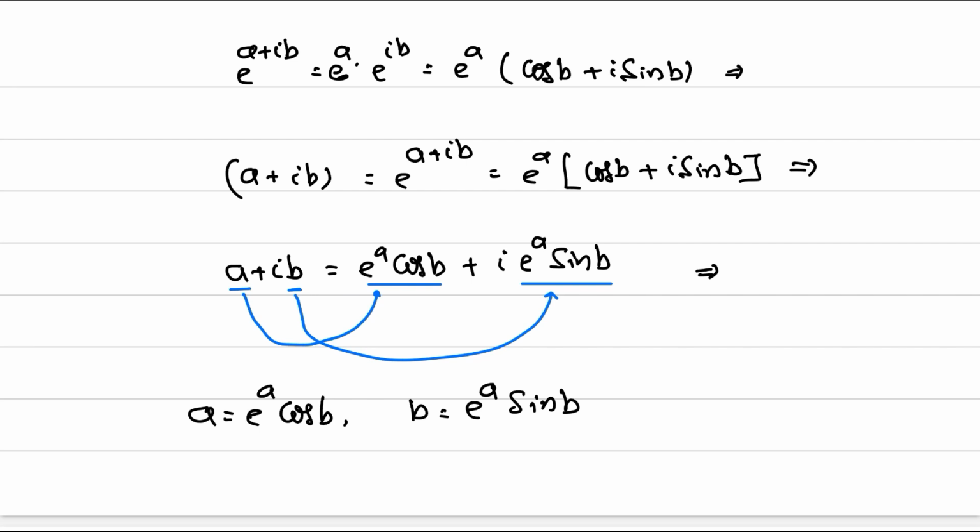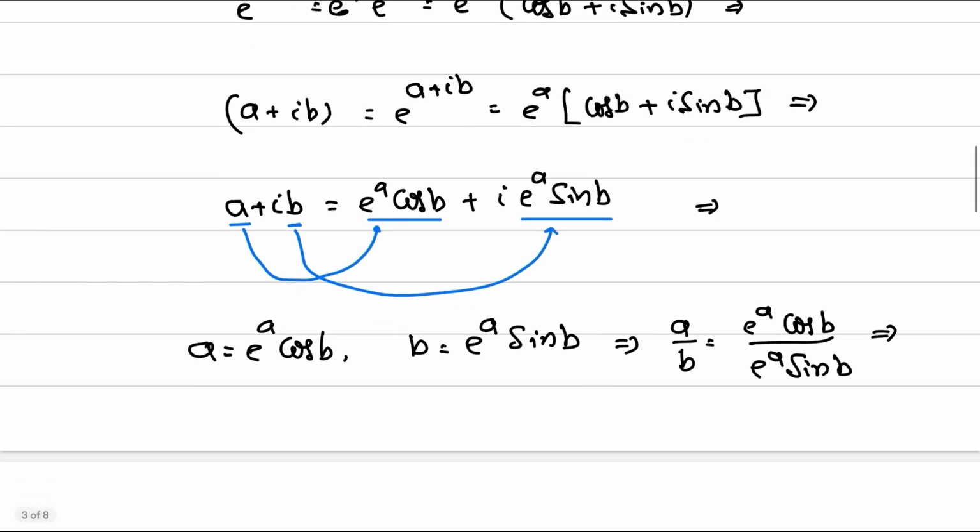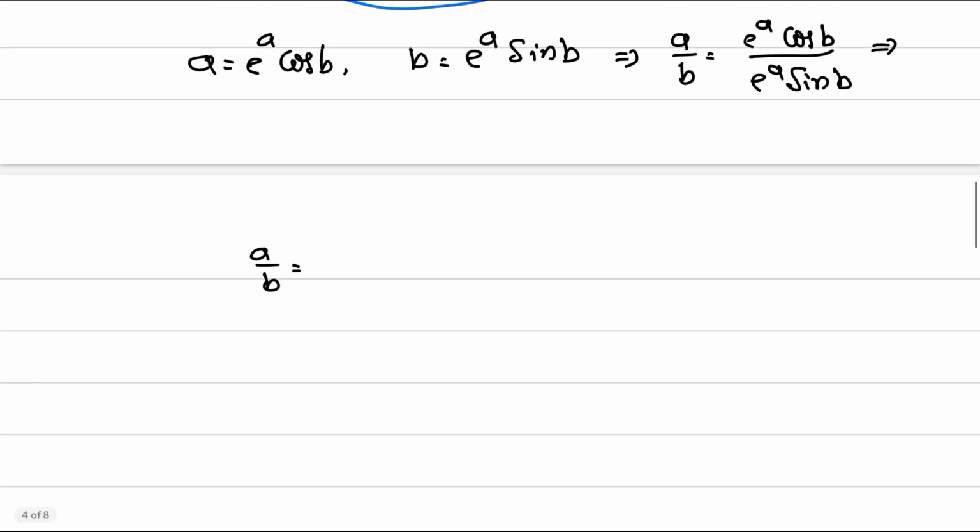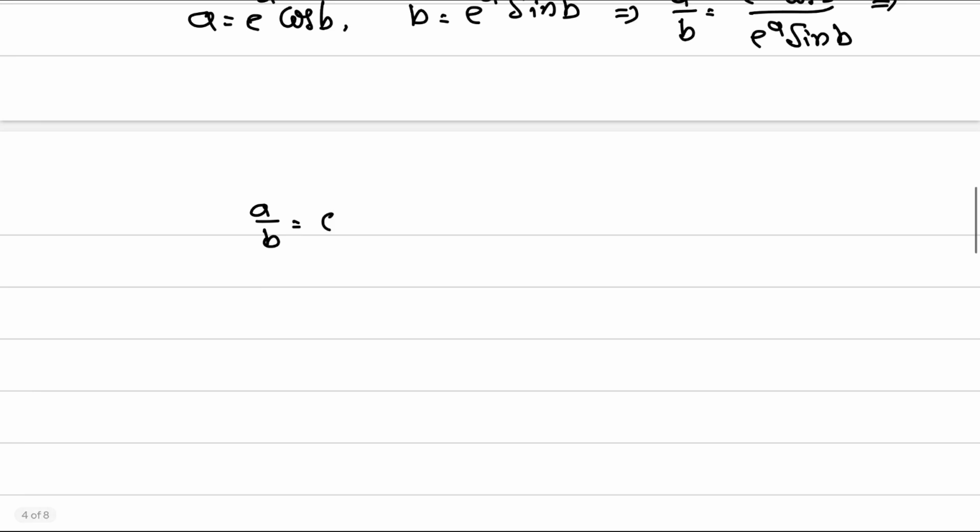Now, a by b is equal to e to the power of a into cos b divided by e to the power of a into sin b, where e to the power of a will go off. That implies a by b is equal to cot b. That implies a is equal to b into cot b. Do you agree?